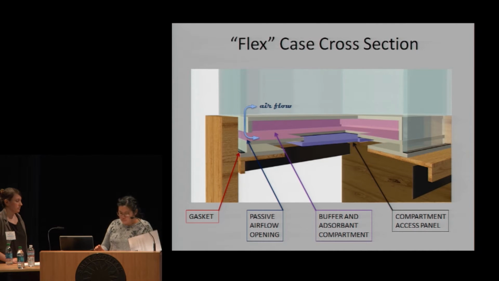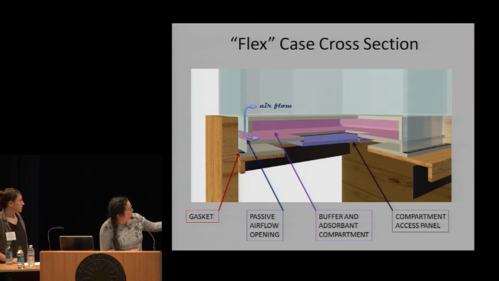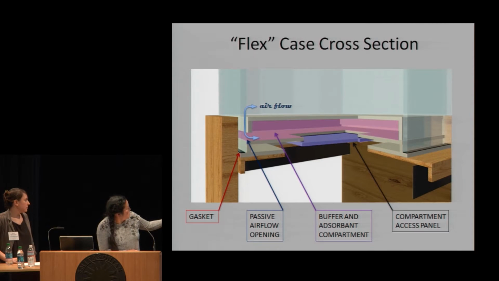So, let's see. This is a cross-section of the flex case that Jean ultimately designed, and this lower portion is what we've been referring to as the subdeck down here. This upper portion is what we've been referring to as the deck. The pink section is the compartment where the buffers and/or adsorbents could be placed, and the purple area is the gasketed access panel. And so you can see there's a generous gap on the side of the deck for passive airflow.